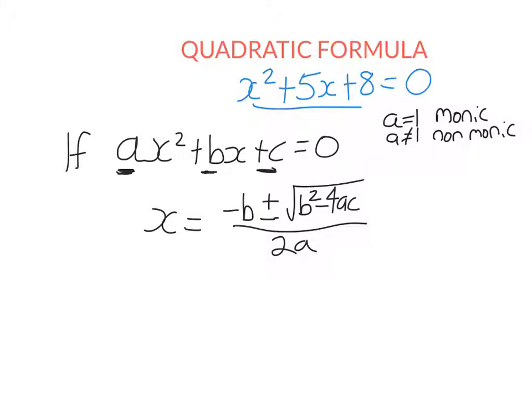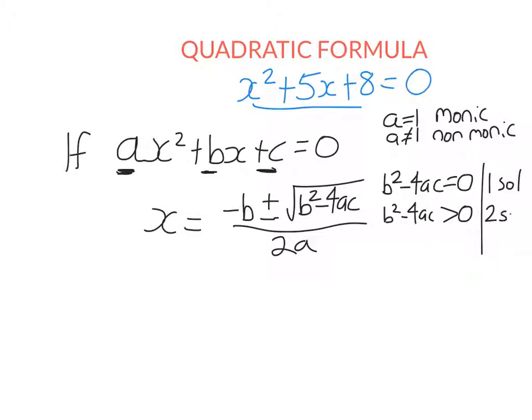Now, here we have the square root of something, b squared minus 4ac. We refer to b squared minus 4ac as the discriminant. If b squared minus 4ac is equal to 0, then there is one solution. If b squared minus 4ac is greater than 0, that's when you get two solutions. We saw in previous lessons that sometimes you get one solution, sometimes you get two solutions.